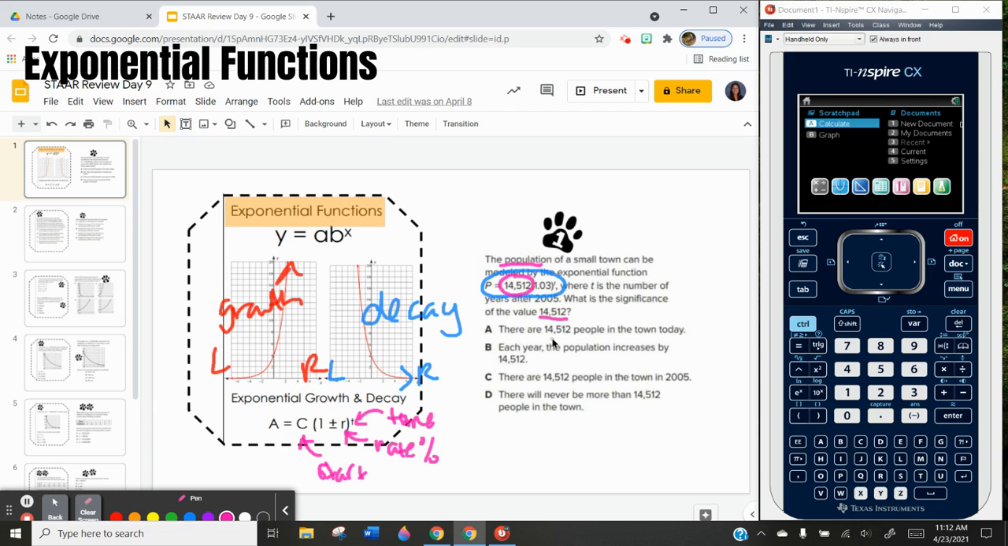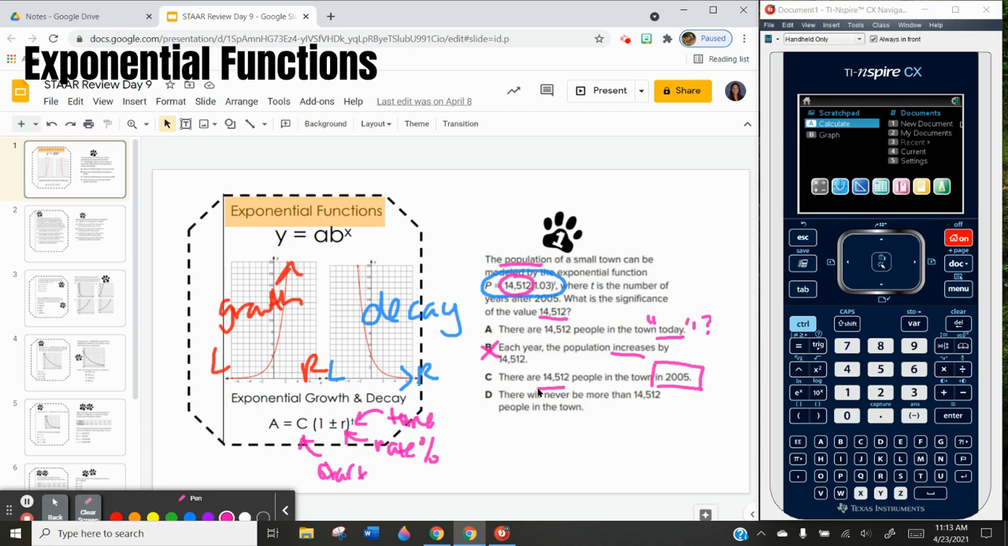So looking at A, there are 14,512 people in the town today. Now, we don't know what today means, meaning is this the year 2001? Is this the year 2005? What does today mean? So here, that just sounds a little bit confusing. B, each year the population increases by 14,512 people. That's not true. It's the starting number.